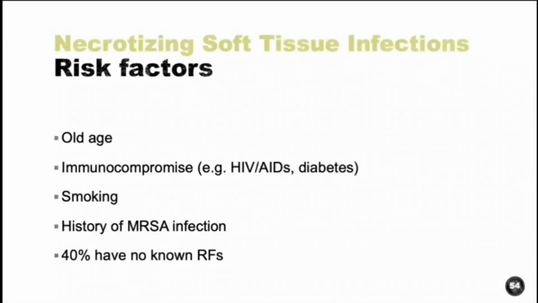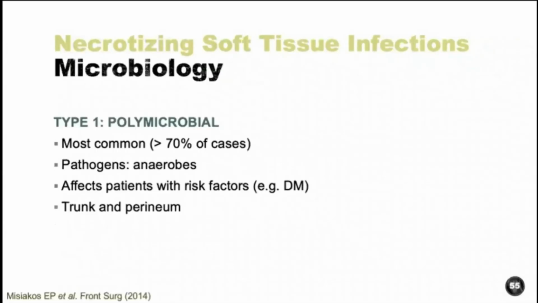Risk factors for necrotizing soft tissue infections are things like old age, immunocompromise, and remember that diabetes causes a certain degree of immunocompromise as well. Smoking, a history of MRSA infection, or also a history of group A strep infection or exposure to patients in the community who have had group A strep. But 40% of patients don't have any known risk factors. And so this may be an otherwise healthy individual who presents with a quite concerning presentation. So there are 4 types of necrotizing soft tissue infections.